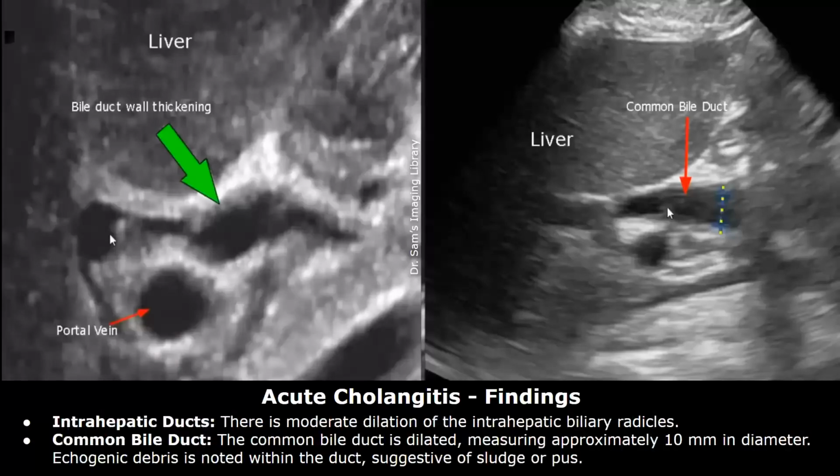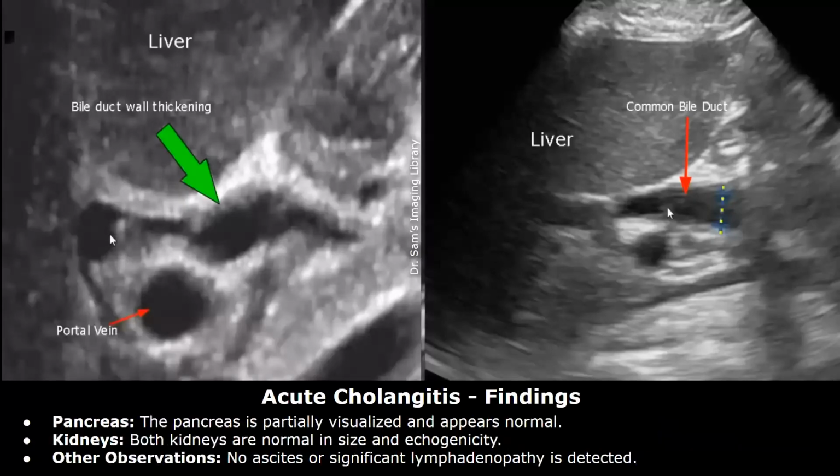Intrahepatic ducts. There is moderate dilation of the intrahepatic biliary radicals. The common bile duct is dilated, measuring approximately 10 mm in diameter. Echogenic debris is noted within the duct, suggestive of sludge or pus. The pancreas, kidneys, and other abdominal organs are all normal.